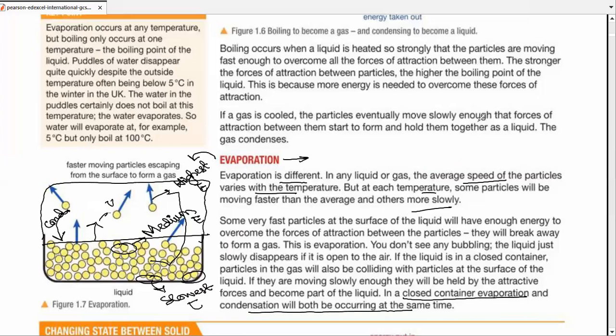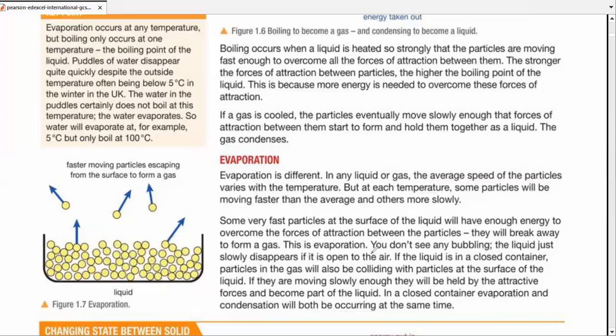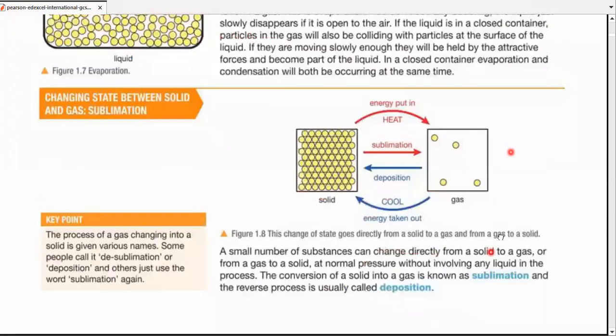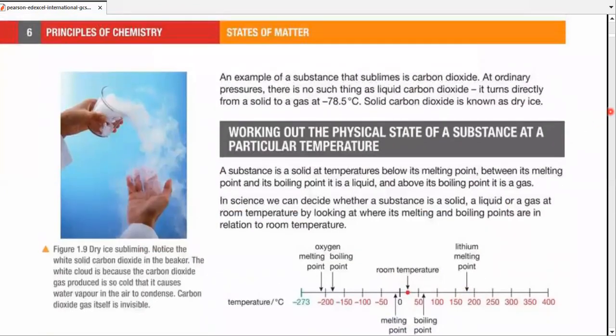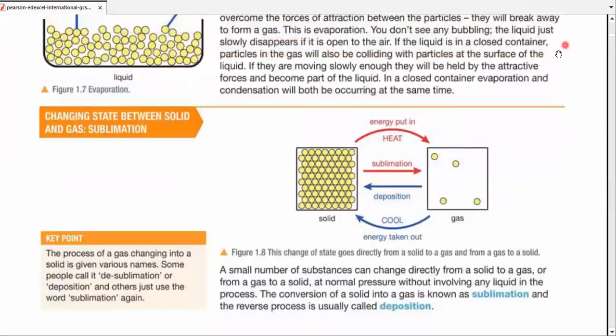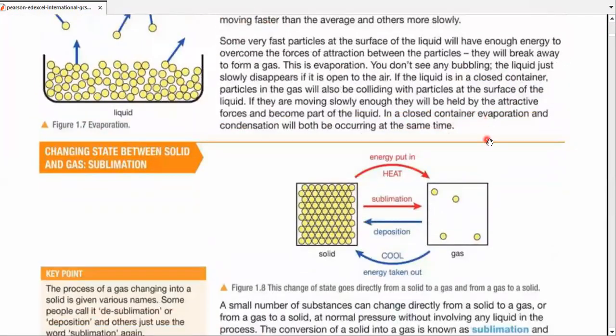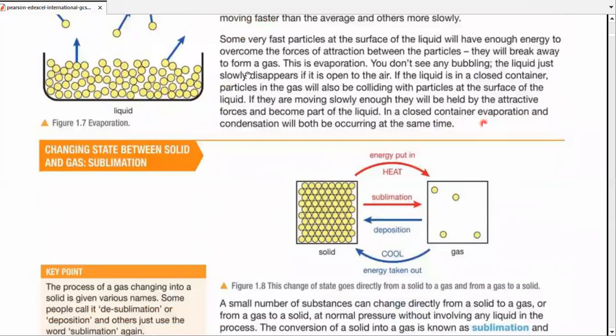Now, although they do not discuss it, just a second, let me look it up. If that's discussed on the next page, that's fine. If not, we're going to discuss it here. One thing that is missing here in the book, but has been considered in past papers, is the factors that can affect evaporation. Now, before I get to sublimation, factors affecting evaporation.